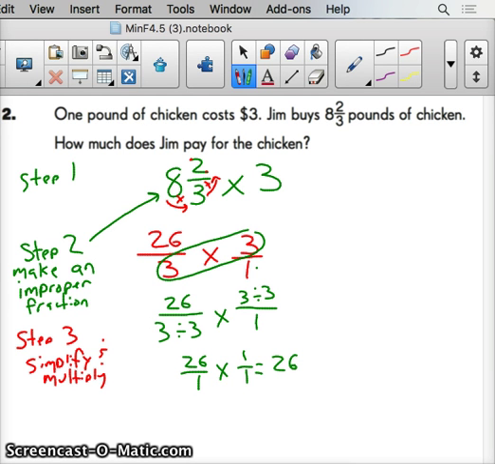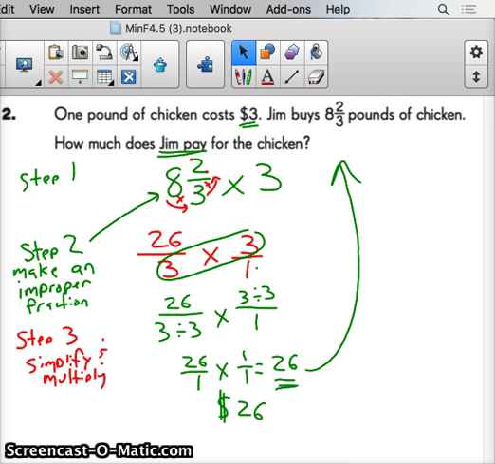But step 4, what is this 26? What is it that they're asking of me up there? I need to put a label on that. And that is talking about how much Jim paid. They're talking about money. So that should be $26 Jim paid.